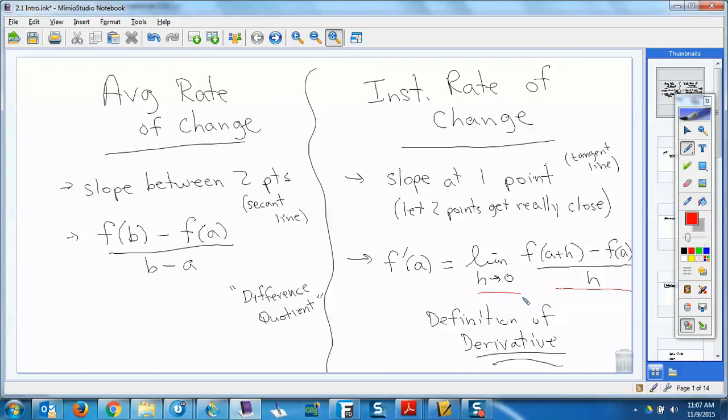Because this part is a slope between 2 points, and this part, which is the key, is what changes it from average rate of change to instantaneous rate of change. This part, the limit, takes it from 2 points to 1, because the H gets smaller and smaller. Can H be negative? No. We're just defining H as positive, so A plus H is going to be to the right of A. If we want it to be left of A, it'd be A minus H. Okay. Now, I can show you that.